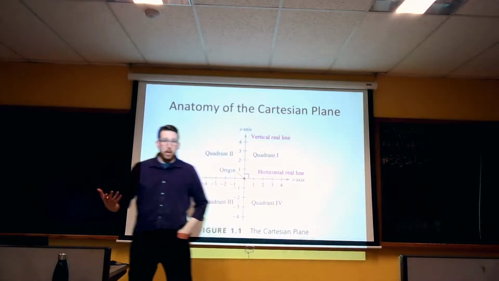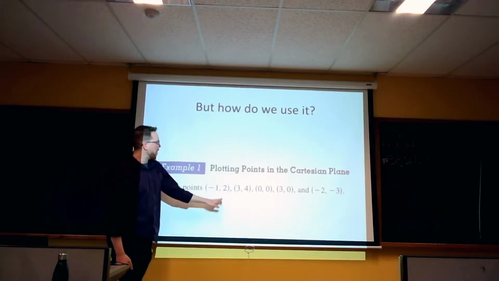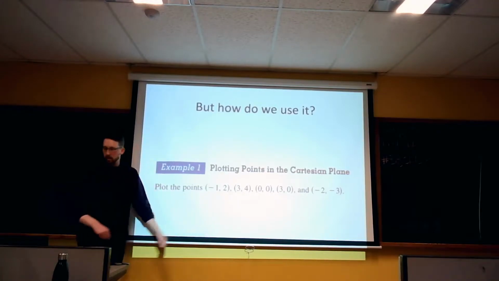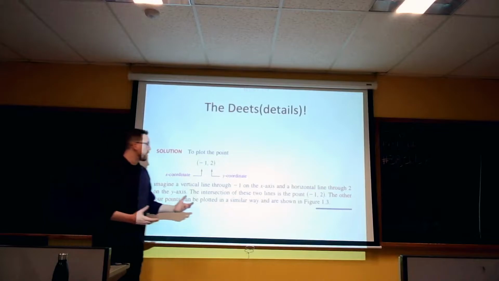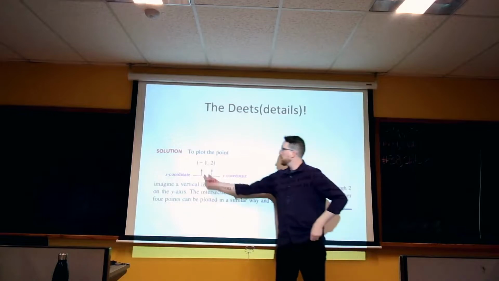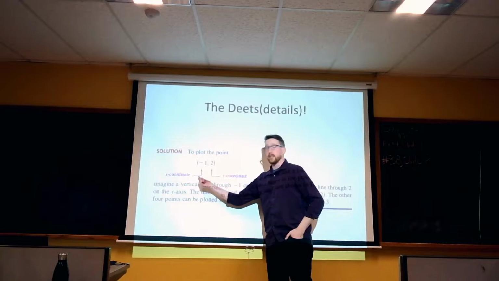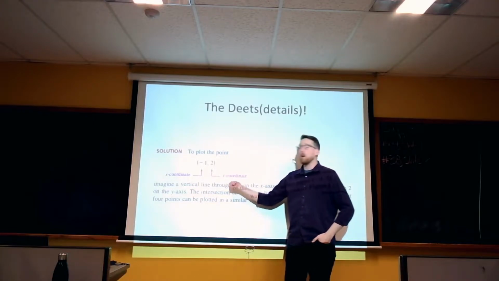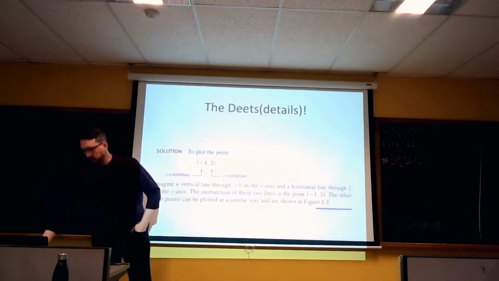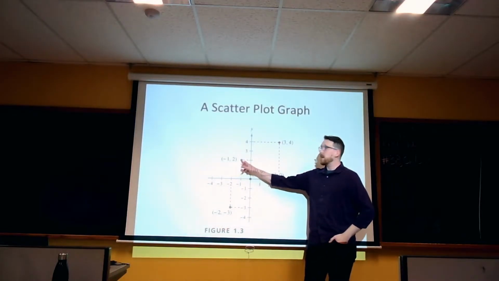Well, this is all well and good, but how are we going to use it, right? How are we going to use it to plot points like this ordered pair here, (-1, 2)? Well, the first thing we need to recognize is what this ordered pair is telling us. The first value in the point is telling us where along the x-axis it sits, and the second is where along the y-axis it sits. So what this looks like is with this point (-1, 2), we would plot it to be right here.